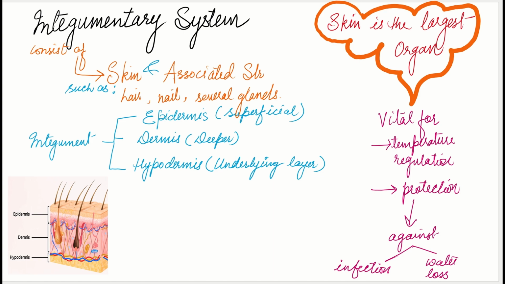The integumentary system is primarily made of the cutaneous membrane and is composed of the superficial epidermis and a deeper dermis layer. Below the dermis is the underlying layer, the hypodermis. So basically there are three layers: epidermis, dermis and hypodermis. As you all know, skin is the largest organ and is vital for temperature regulation and protection. It also helps prevent water loss, and it protects you against infection, either bacterial or fungal.